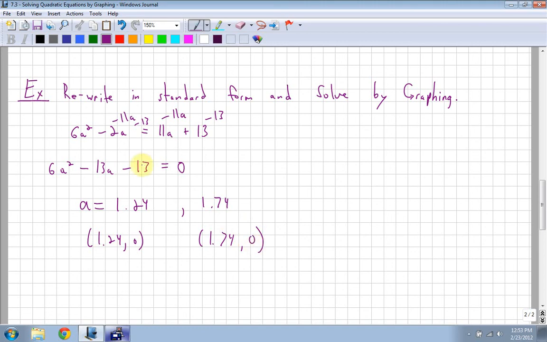Okay, so we solved this equation by graphing. We didn't have to factor it at all. And just make sure you understand how to graph it and how to calculate the zeros.